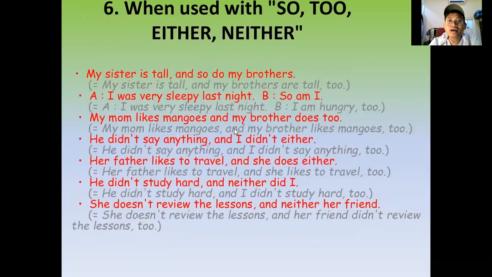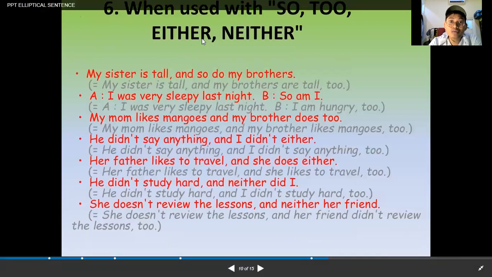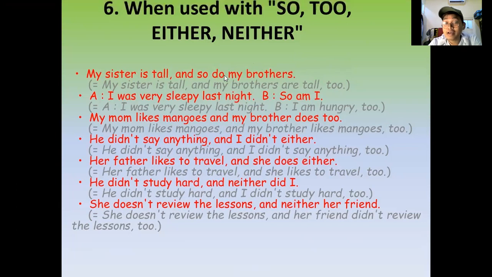And the last but not least, when we want to use so, too, either, and neither. So let's take a look at the first example. My sister is tall and my brothers are tall too. So you can use so. My sister is tall and so are my brothers. They have the same meaning with a very short version.